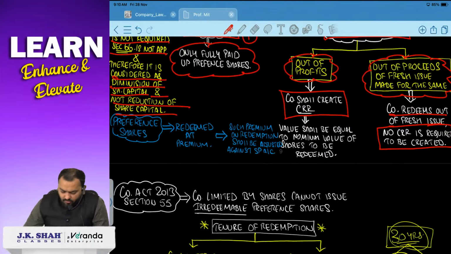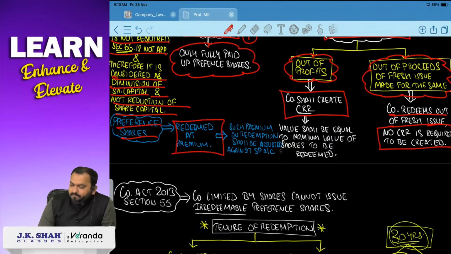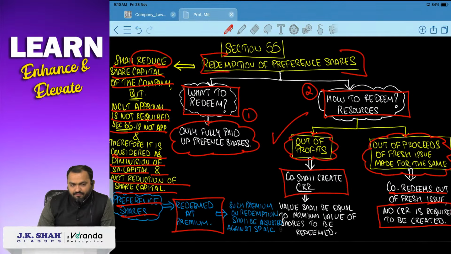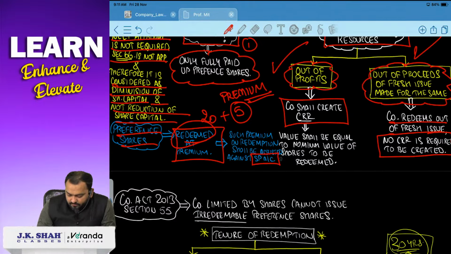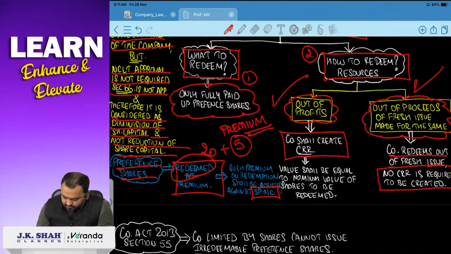Fine. Now, if the preference shares are redeemed at premium, I told you, you are paying more than the price. So from where are you going to take the amount for redemption of preference shares? That is out of profits, that is CRR, or out of the proceeds of a fresh issue, correct? But the premium money, as I told you, 20 rupees plus 5 rupees, the 5 rupees you are paying as a premium. This money you can take out from the securities premium account. Everybody understood? Yes? That's all? All the points are done?